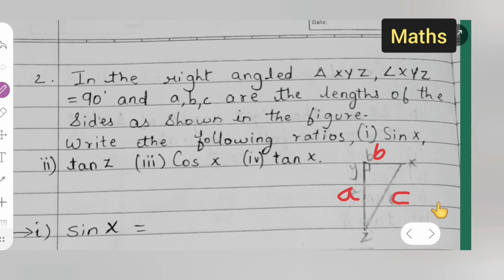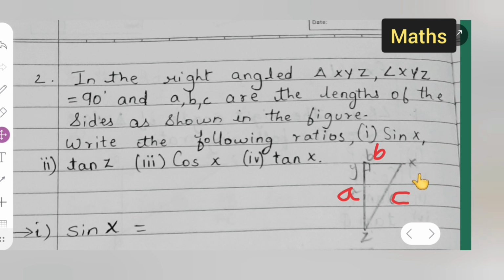So you all have to write the following ratios: sin X, tan Z, cos X and tan X. So what you are going to do is, first thing is sin X. Now what is sin X? What was the formula for that?